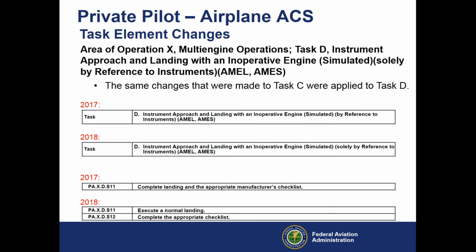The changes that were made to Area of Operation 10, Task Charlie, multi-engine operations on the previous slide, were also applied to Task Delta on this slide. For reference, I put the 2017 task name here to compare it to the 2018 task name. One other small change on this page is that the landing and completing the landing checklists are now two separate elements. Since these are really two separate steps, they needed to be separated.